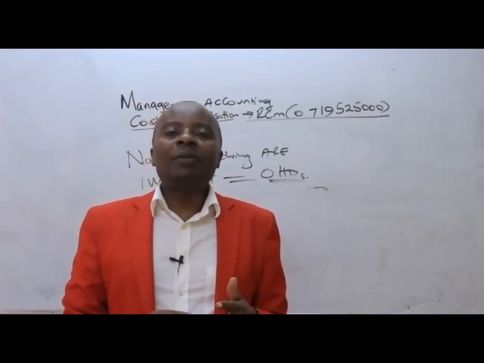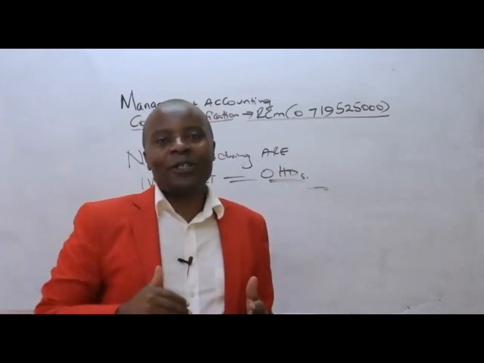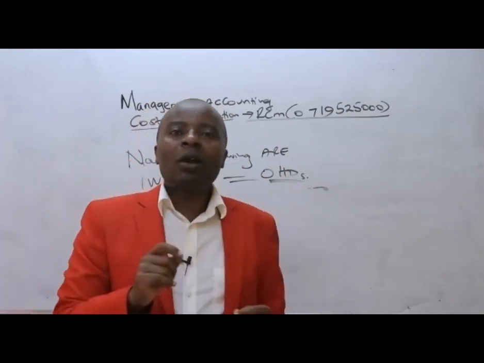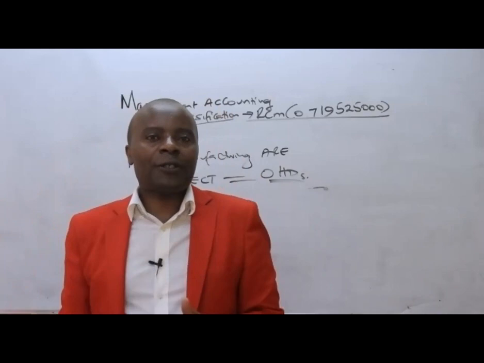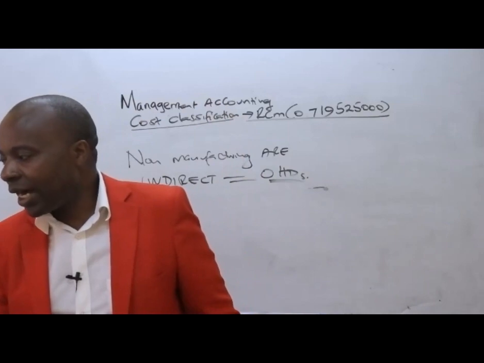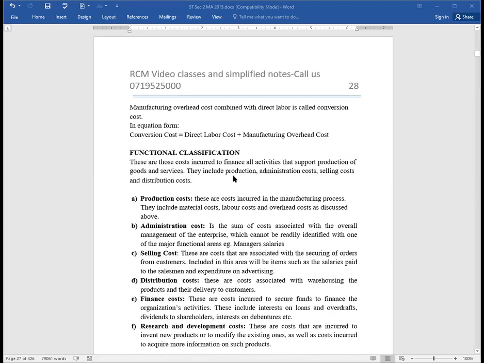We have another function, for example, distributing, so we'll have distribution costs. We have another important activity called accounting or finance, so you're going to have finance or accounting costs. To understand the functional classification, we are sharing our materials with you. Under functional classification, these are costs incurred to finance all activities that support production of goods and services. They include production, administration, selling, and distribution costs.